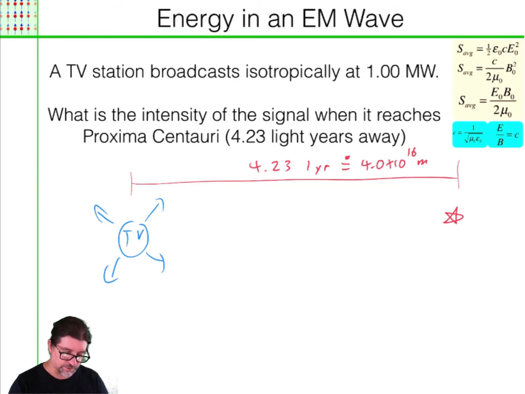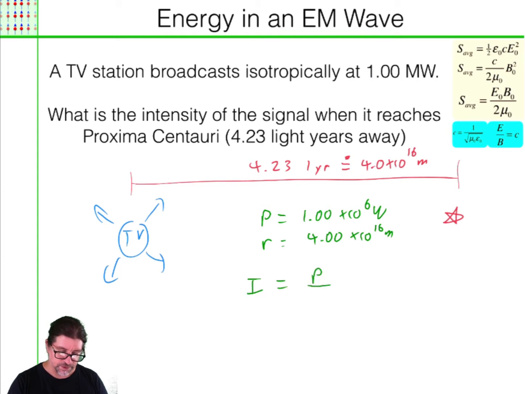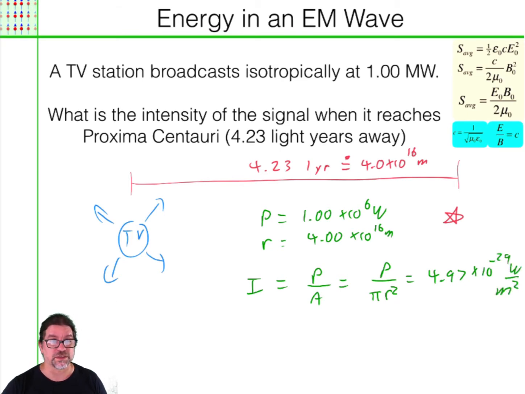So our knowns are, of course, that the power is 1.00 times 10 to the 6 watts. The distance is 4.00 times 10 to the 16 meters. So to calculate the intensity, it's just power divided by the area, right? Which is power divided by pi r squared. And when we plug in our power and our r, it is a very low intensity, roughly 4.97 times 10 to the minus 29 watts per square meter. So the intensity goes down quite a bit. Don't know if they'll be able to pick up the TV shows.